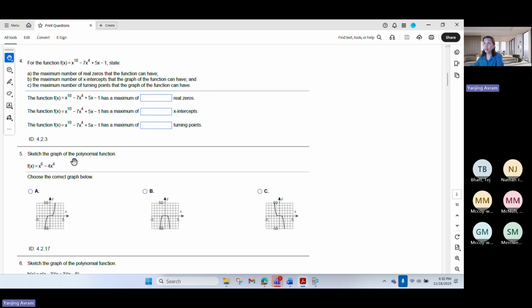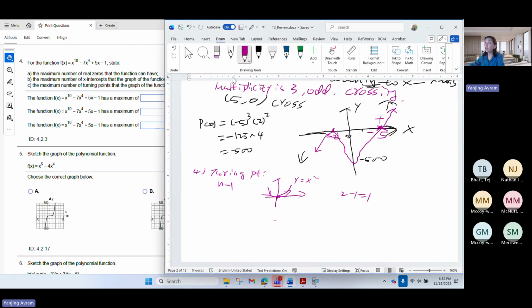Okay, number 5, you want to sketch the polynomial function, and like I said, I'm missing one of the graphs in here. Otherwise, they don't have a correct graph for this one, because this one has an odd power with a positive coefficient. This one has an even leading power, but the coefficient should be negative when it's facing down. So how does number 4 look? Number 4 should look something like that.